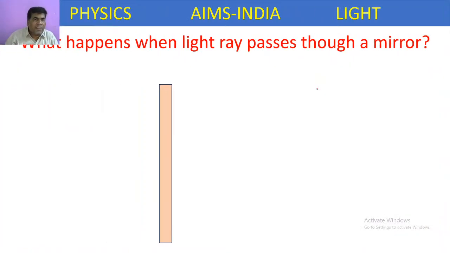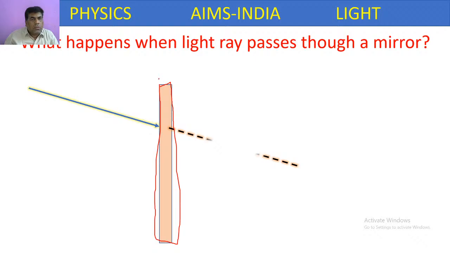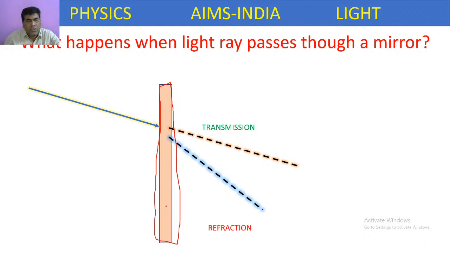So here the question is, what happens when a light ray passes through a mirror? Actually, when a ray hits any object, not just a mirror, the possible cases are: it may get transmitted as it is to the other side of the object, or it may get bent and travel, which is the process called refraction, or it may get absorbed by the object itself without transmitting and without bending.